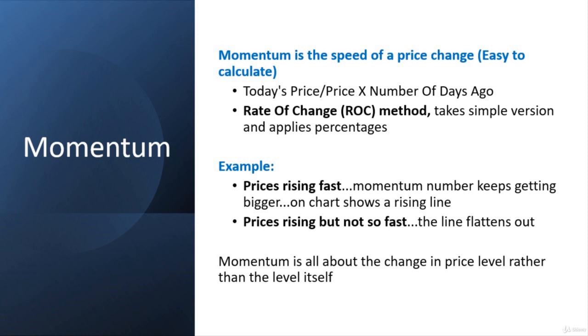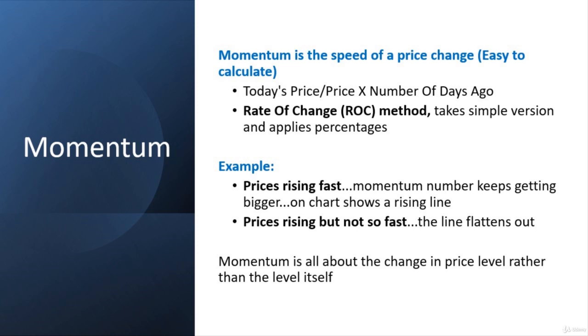It looks at today's price, what you could pay today for a security, and what that price was X number of days ago, or periods ago, hours ago, minutes ago, whatever your number of periods are. You're going to compare those two. It's really a rate of change method that applies simple mathematics and percentages. In fact, when you look at momentum on your platform, it might not even call it momentum, it might call it ROC, or rate of change.